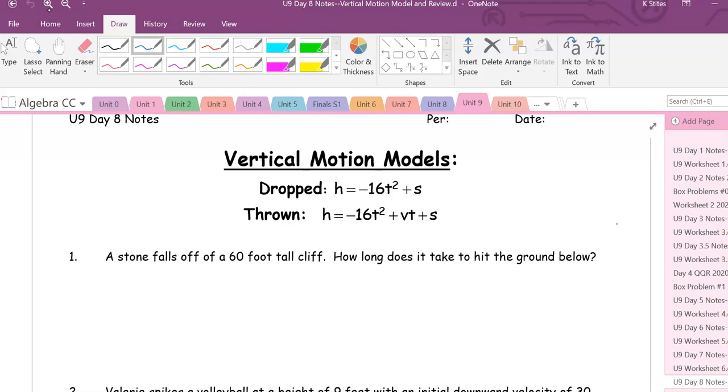H stands for your end height, S stands for your starting height, T stands for time, that's like your X value that you're trying to find, and then V stands for velocity. All right, so here we go.